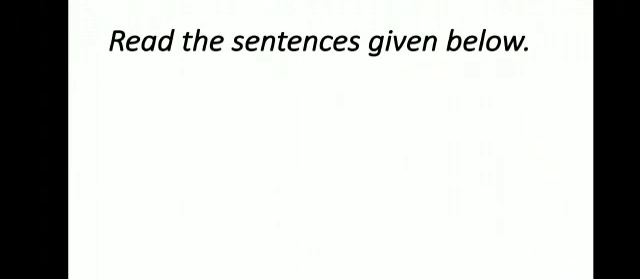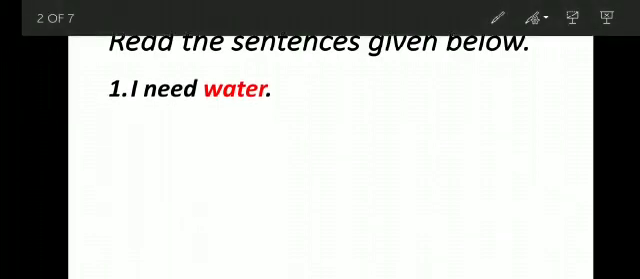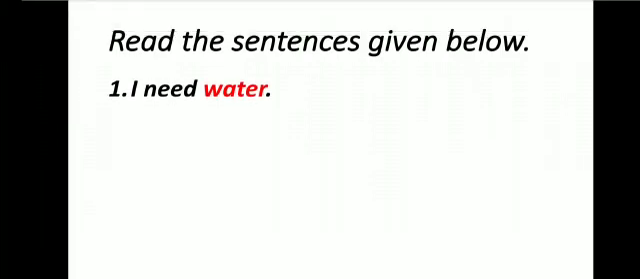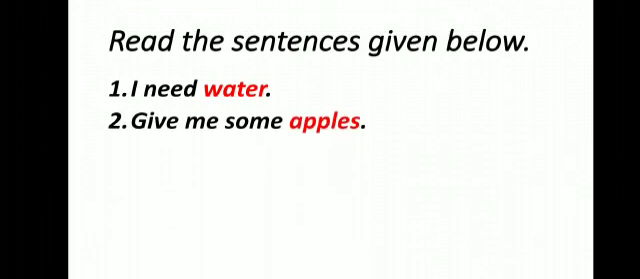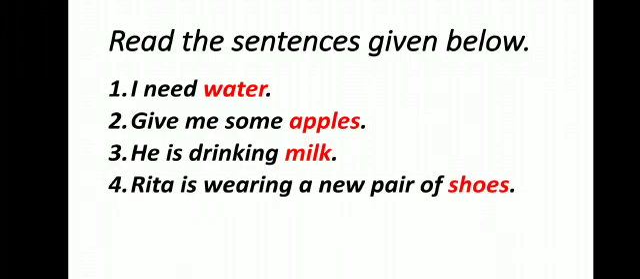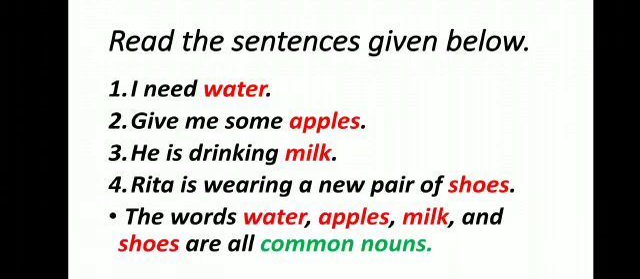So let's continue. Read the sentence given below. I need water. Give me some apples. He is drinking milk. Rita is wearing a new pair of shoes. So the words water, apples, milk and shoes are all common nouns.